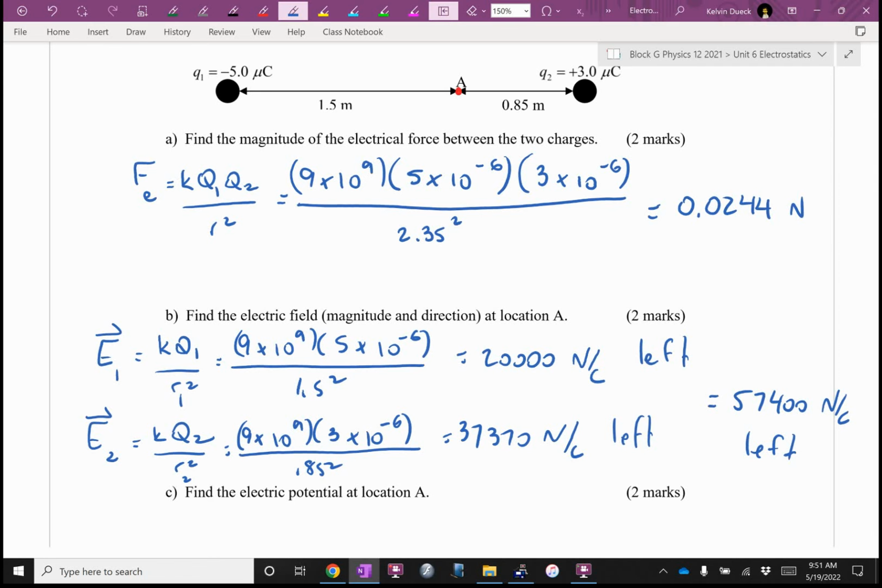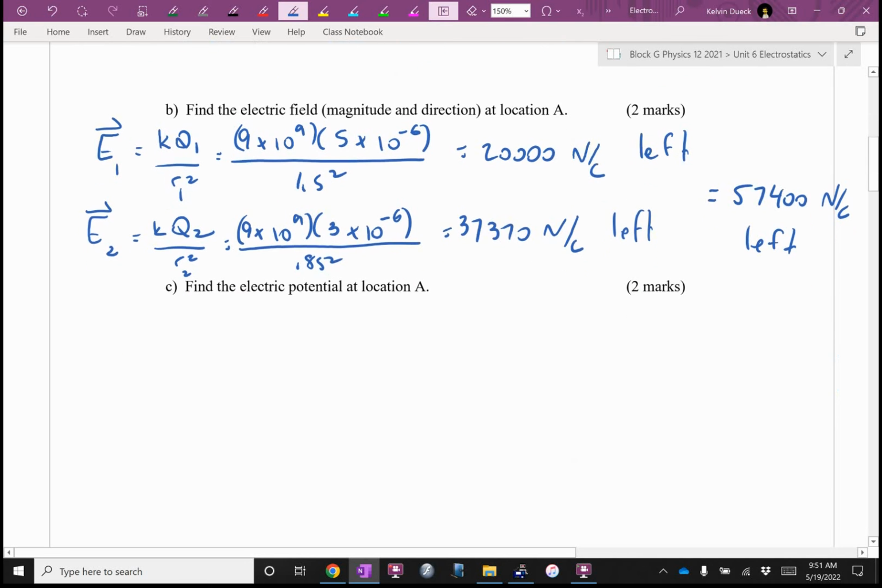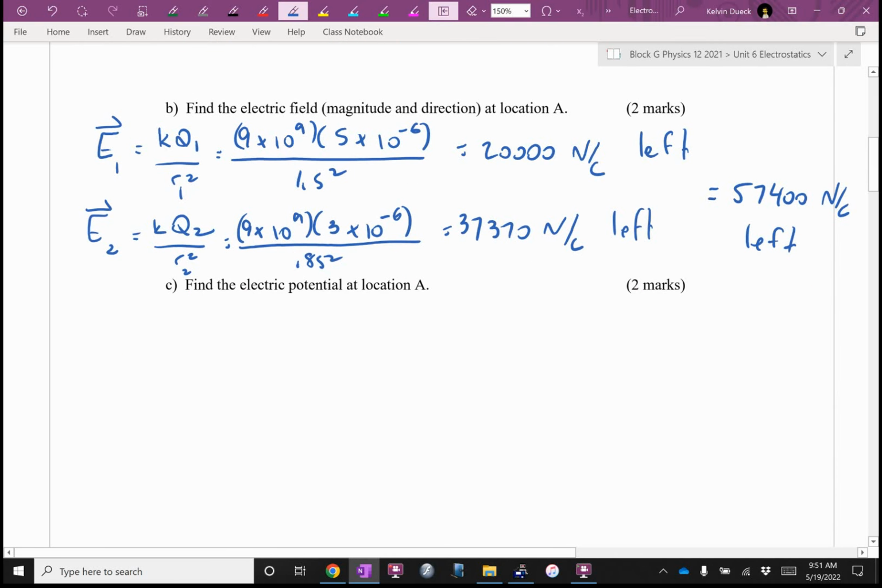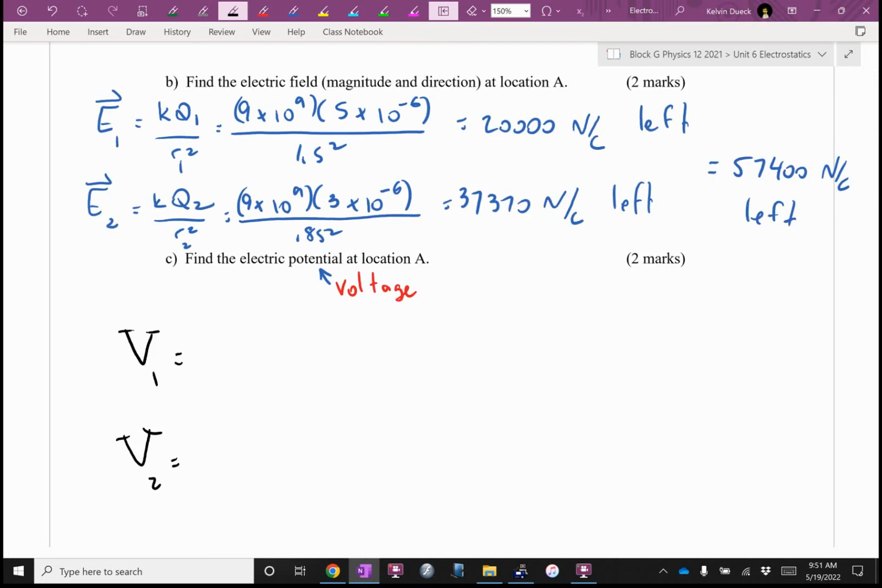Okay, I can also ask you to find the electric potential at a location. Now remember, this is not potential energy. This is voltage. So what am I going to do? I'm going to find the voltage from charge 1. I'm going to find the voltage from charge 2. They're scalars, so I'm not going to add them vectorially. I'm just going to add them up. But because they're scalars, I am going to put the sign in.